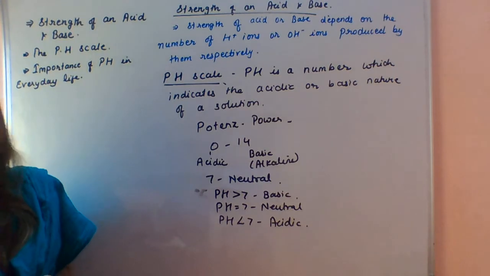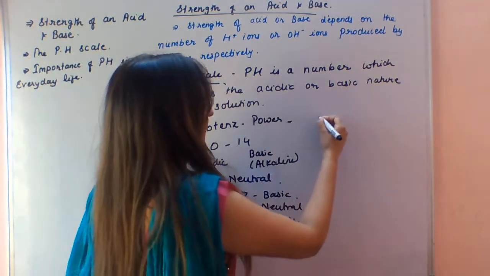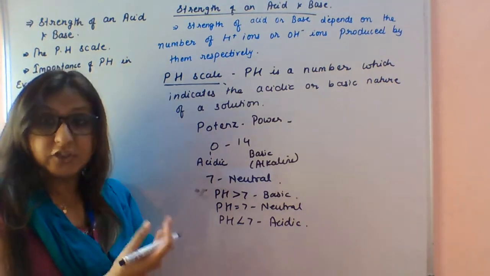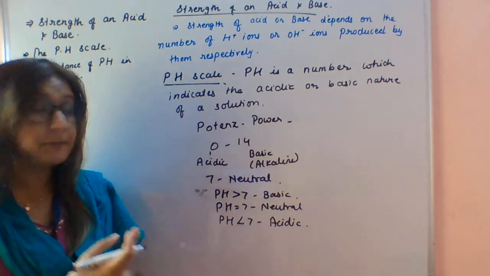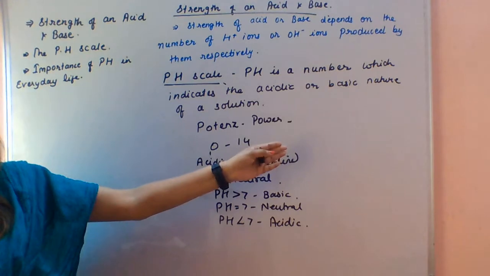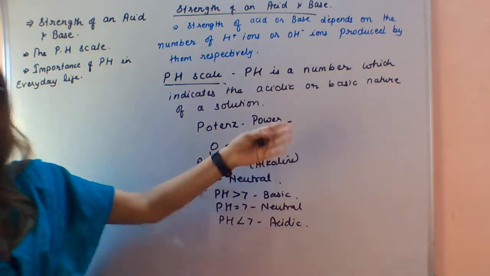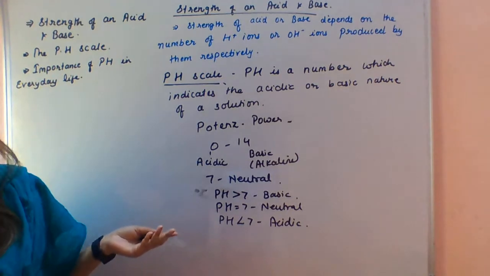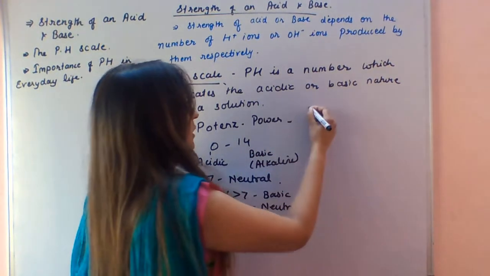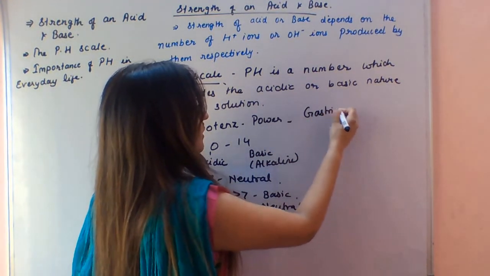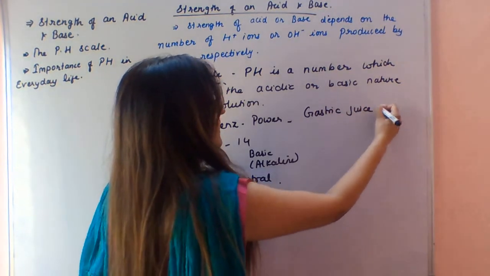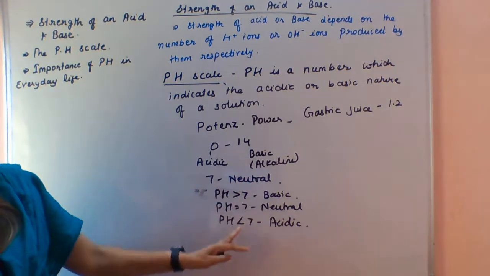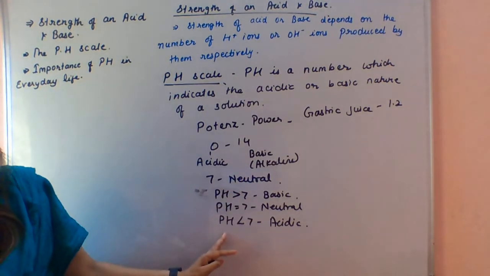So the gastric juice, I told you, the gastric juice, or you can say the HCl, helps in the digestion of food, or you can say helps in the further breakdown of the food. Okay, so we will learn a few pH values of a few things. Gastric juice is about 1.2 pH. 1.2 pH means it's less than 7, so it will be acidic.